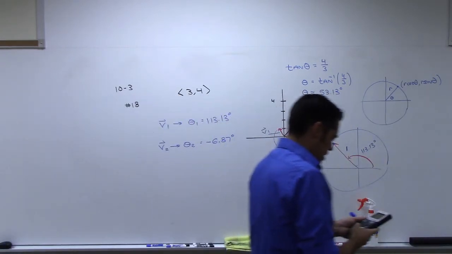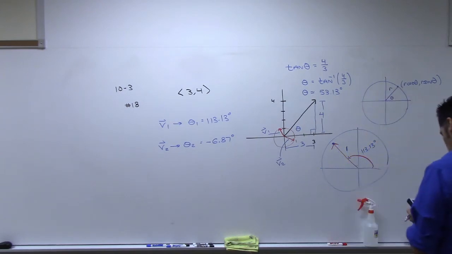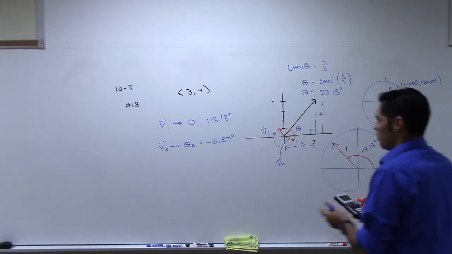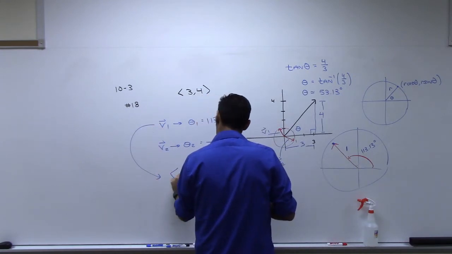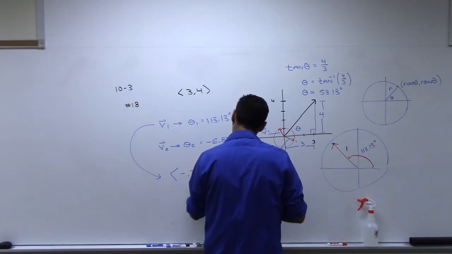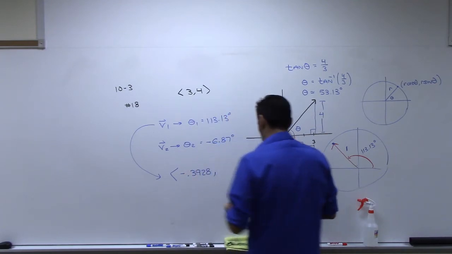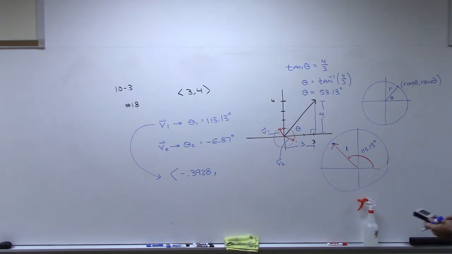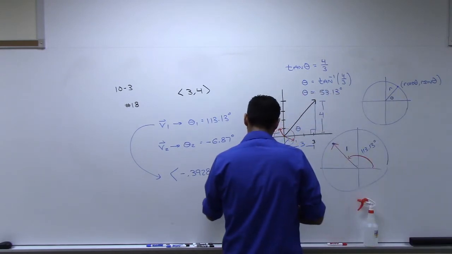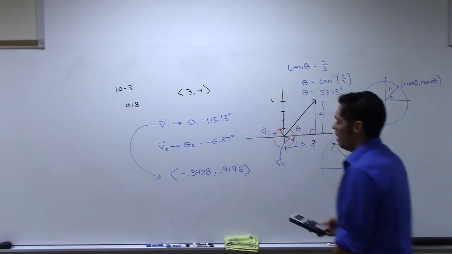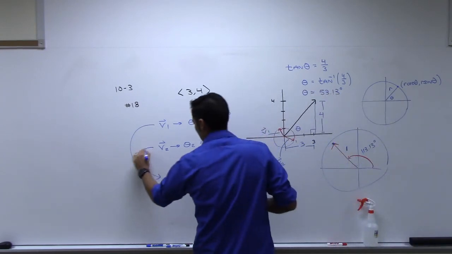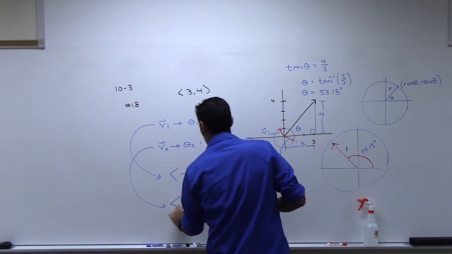So cosine of 113.13. For vector 1, the x component is negative 0.3928. And then to get the y component, I do sine. Sine of 113.13, and I get 0.9196, something like that.